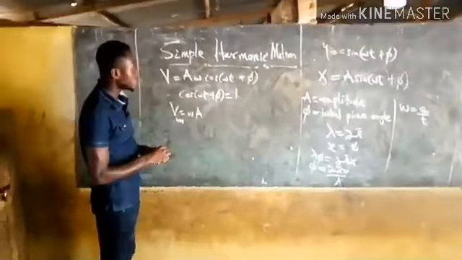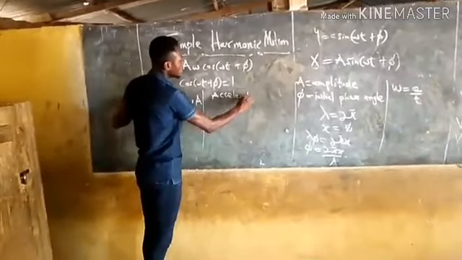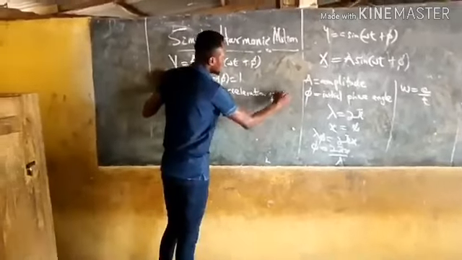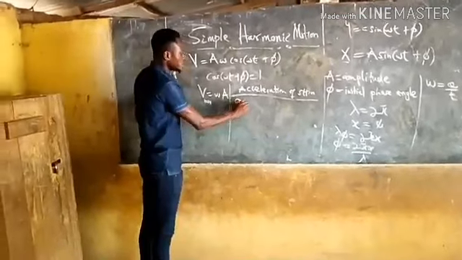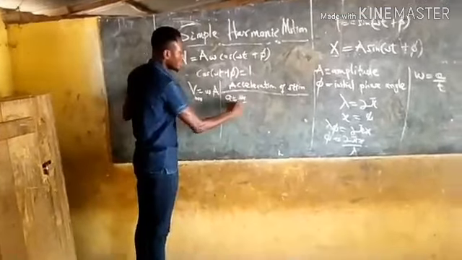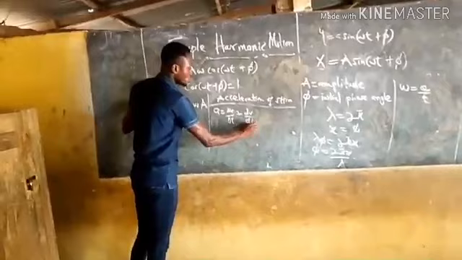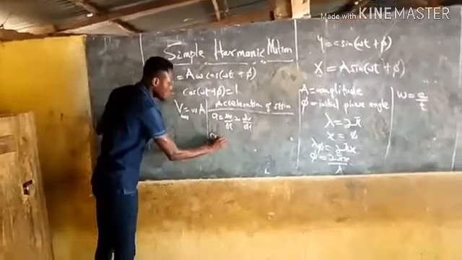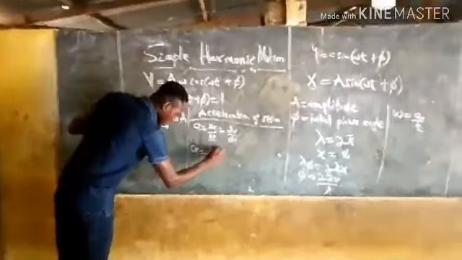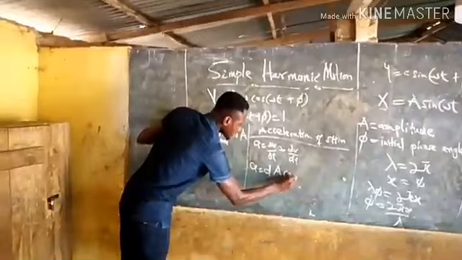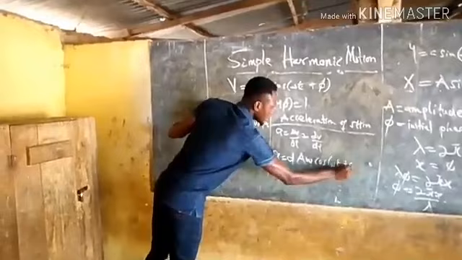Now let's look at the acceleration of a body undergoing simple harmonic motion. From linear motion, we know that acceleration is change in velocity over change in time. So we are going to differentiate the velocity with respect to time. So acceleration a will be equal to the differential of the velocity. We've obtained the velocity function as A omega cos(omega t + 5).